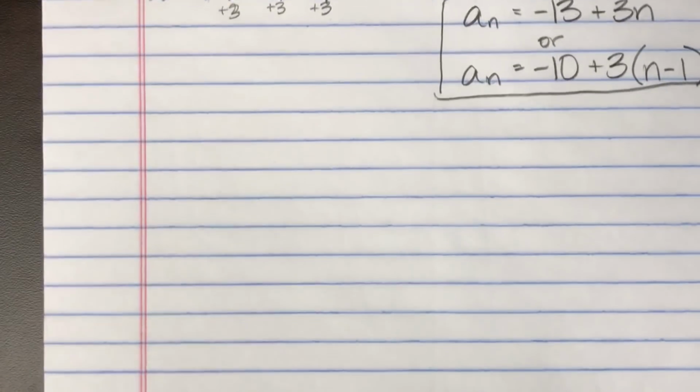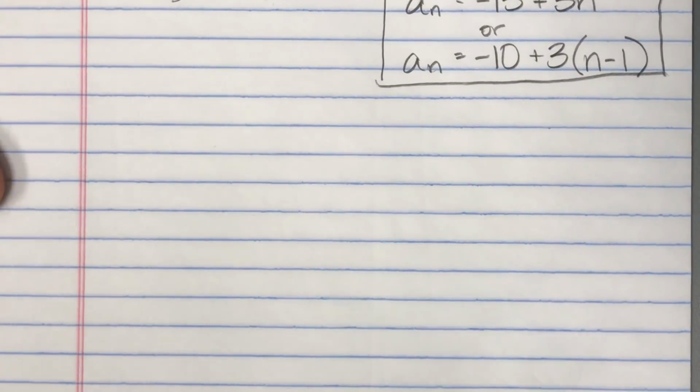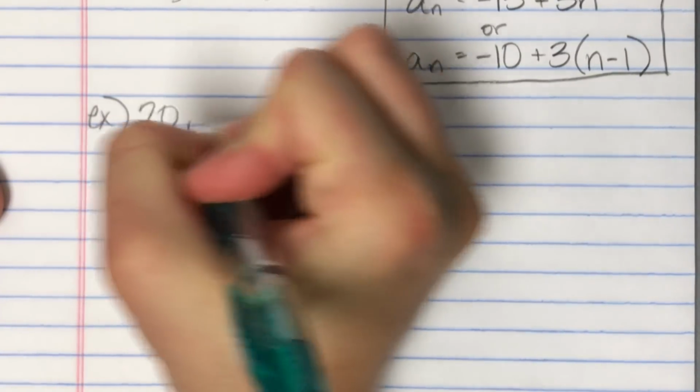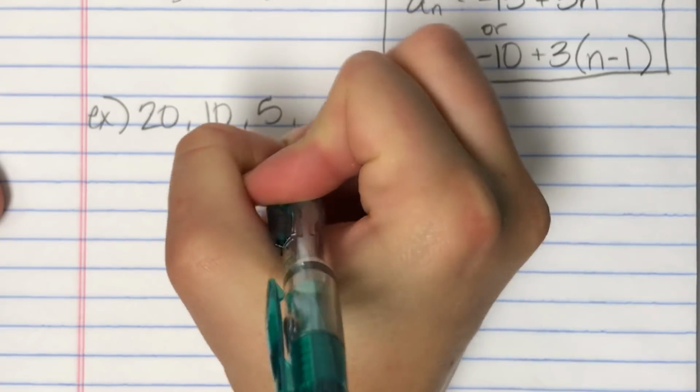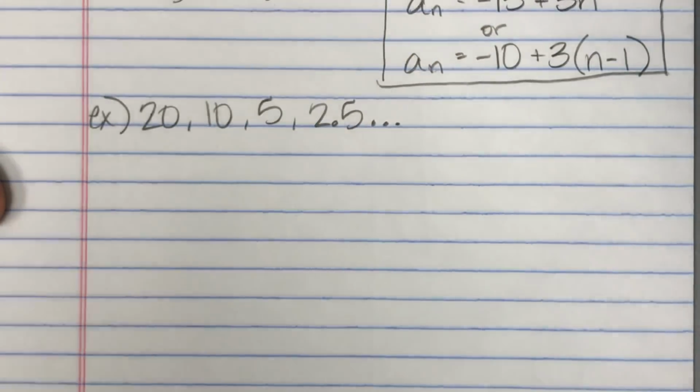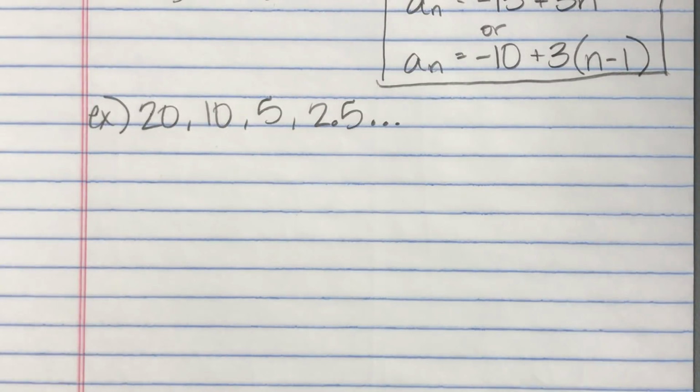So these are the examples I did over arithmetic. I'm just going to add on to that page. If we go 20, 10, 5, 2.5, the first question is: is it geometric or arithmetic? We now have two options. We've seen two different versions of these sequences.